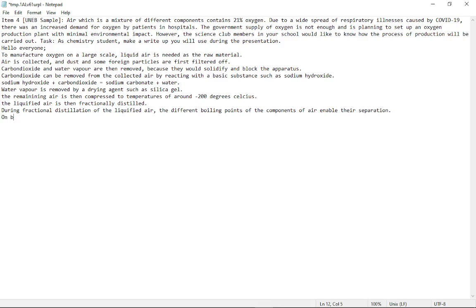On boiling the liquid air, oxygen will be collected at negative 183 degrees Celsius.